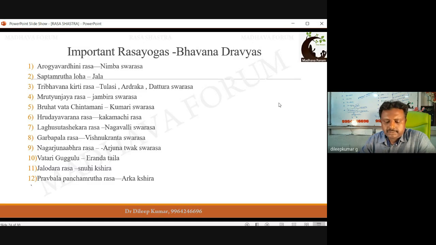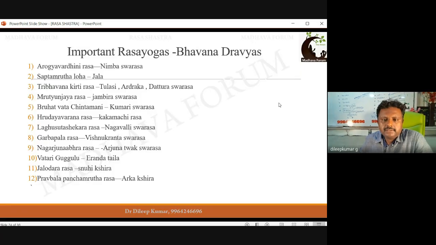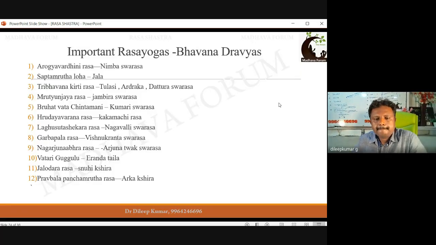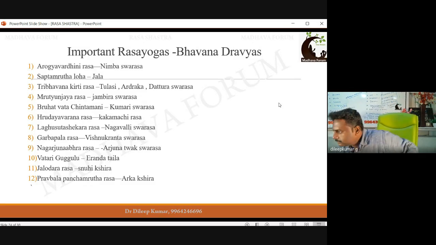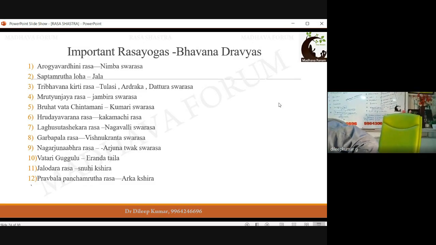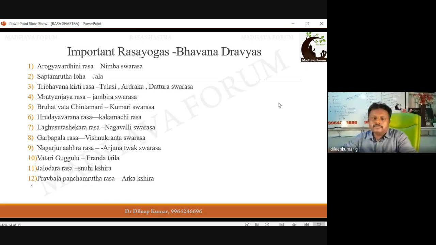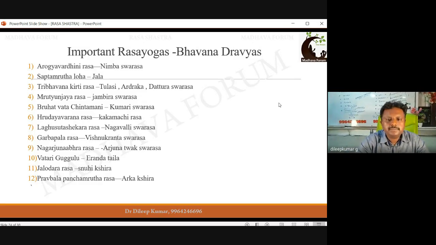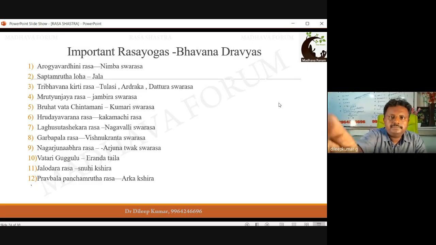Indications: Kasa, Shwasa, Pratishaya, Ekshma Jwara.